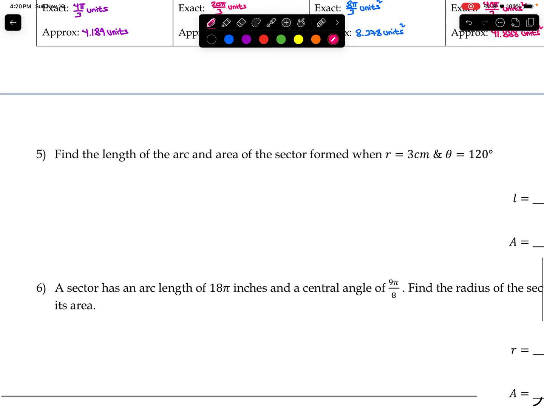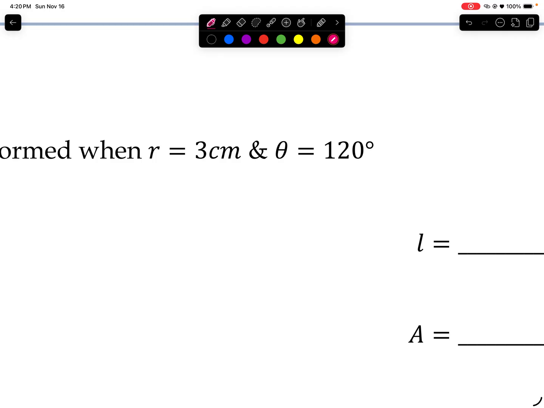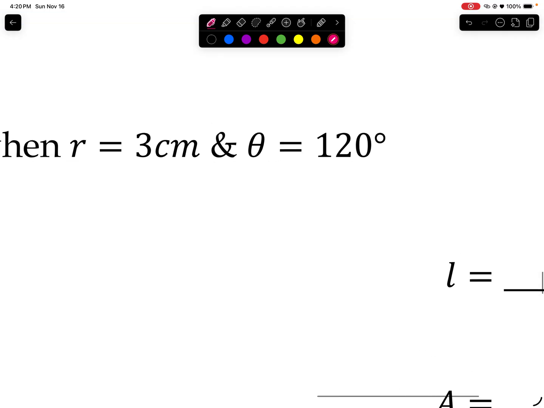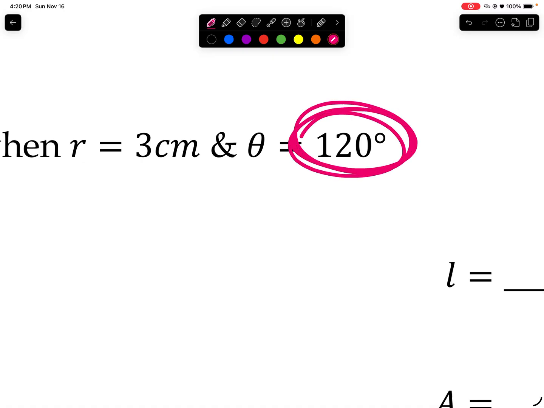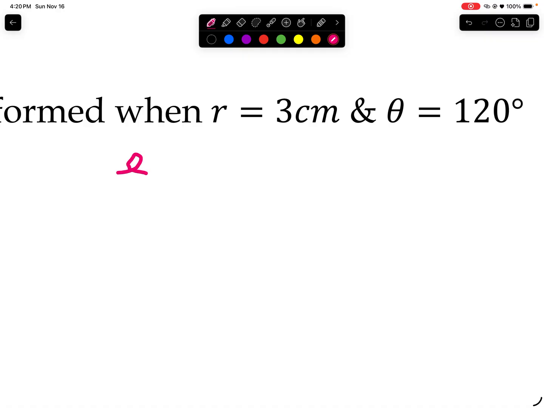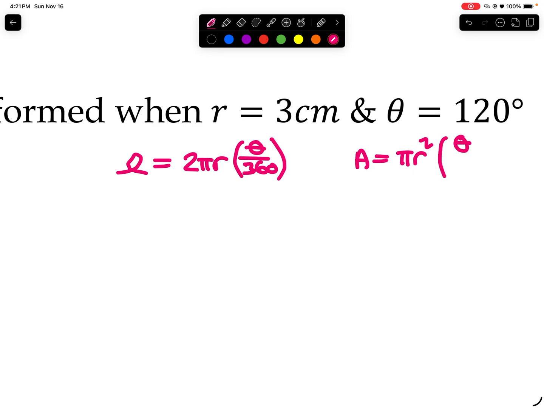So down here, you want to find the length of the arc, that should be the arc length, and the area of the sector formed when the R value is equal to 3 and when your theta is equal to 120 degrees. So this one's pretty straightforward. I'm not going to do this one in detail. Just know that because your value is given in terms of degrees, the formulas you're going to use are 2 pi r times your central angle over 360, and then your area of the sector is going to be pi r squared times your central angle over 360.